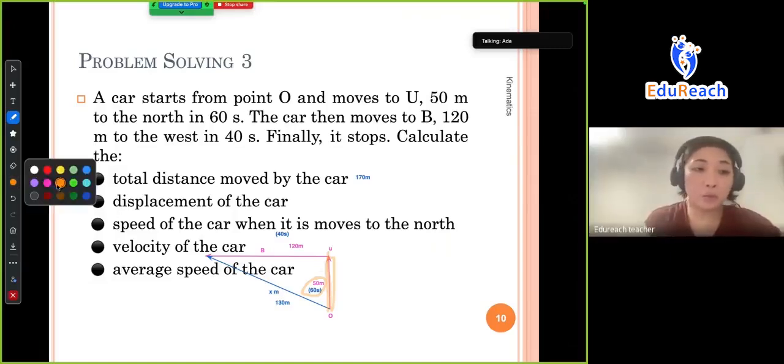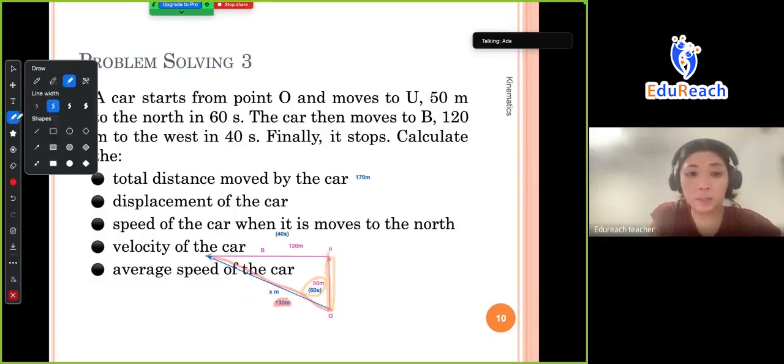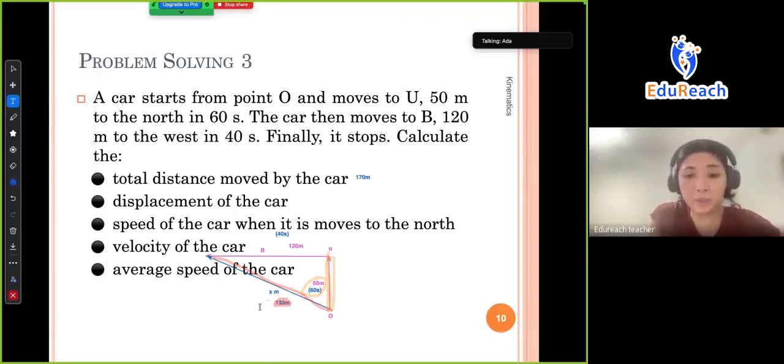Okay, D, velocity of the car. Simple. Velocity is what again? Displacement divided by time taken. What is the displacement? We literally calculated it just now, the red part here. The displacement is 130 meters. What is the time though? The time that it takes for this guy to travel from O to the end point is actually 60 seconds and 40 seconds, even though he didn't go straight in this route. The total time taken is the total time that he goes from O to U, then U to B, which is 60 seconds plus 40 seconds, a total of 100 seconds.